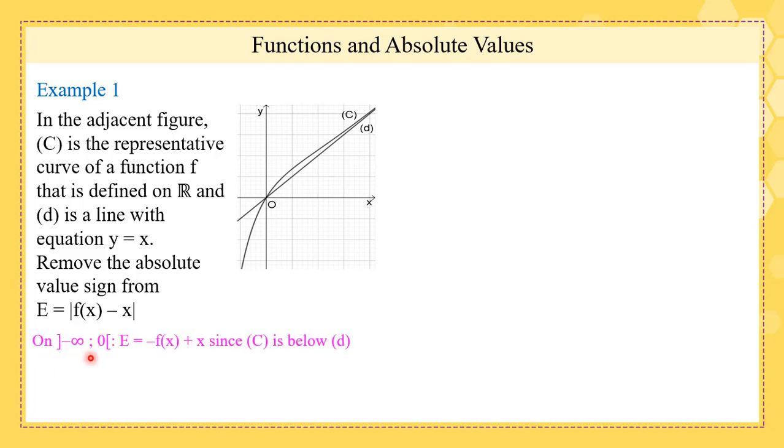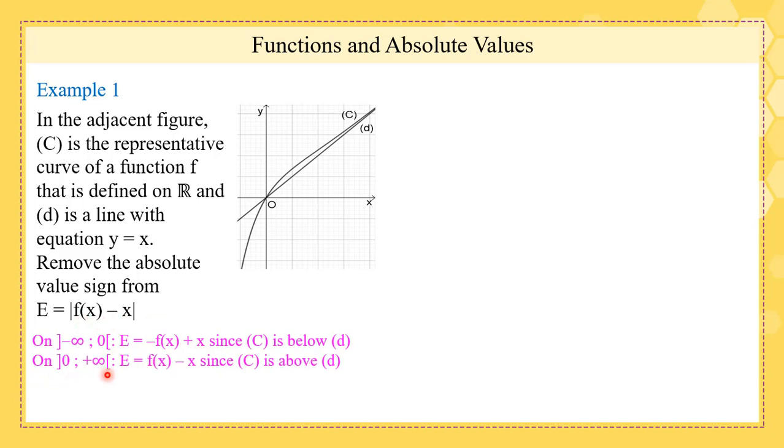Solution: on interval minus infinity 0, E equal minus f of x plus x since C is below D. Here, on minus infinity 0, C is below D, then f of x minus x is negative. Then when we remove the absolute value, we get minus f of x plus x. We multiply this value by minus.